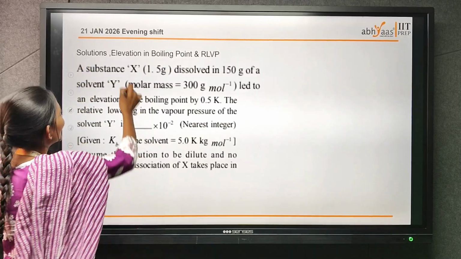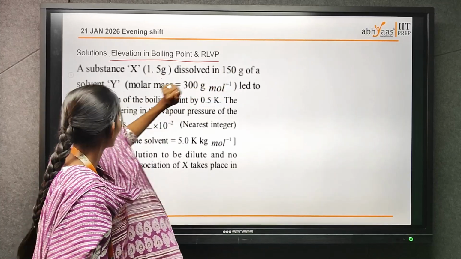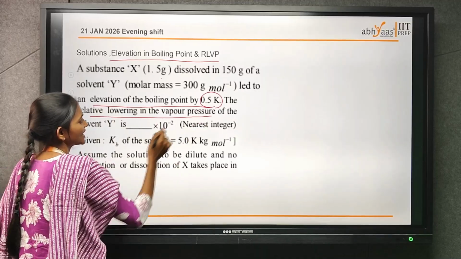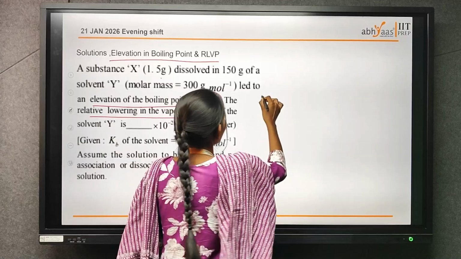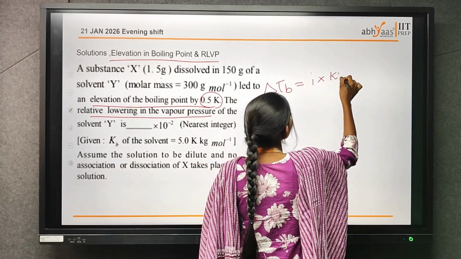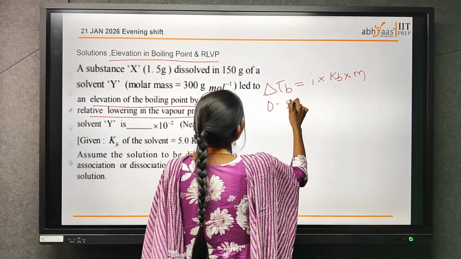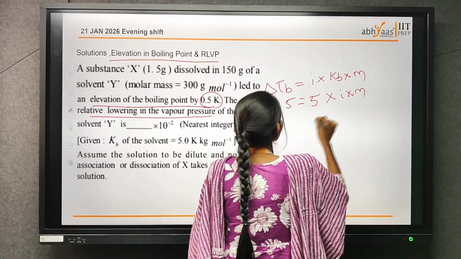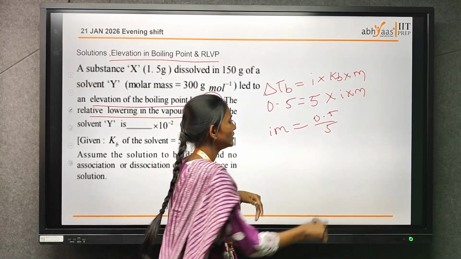And coming to this question, elevation in boiling point. A substance X, they have given the grams, is dissolved in 150 grams. The elevation in boiling point is given as 0.5 K, and relative lowering of pressure is given. They are asking the nearest integer. Elevation in boiling point is equal to i into Kb into m. They have given 0.5 equals i, 5 for Kb, into m. Therefore im is equal to 0.5 by 5.